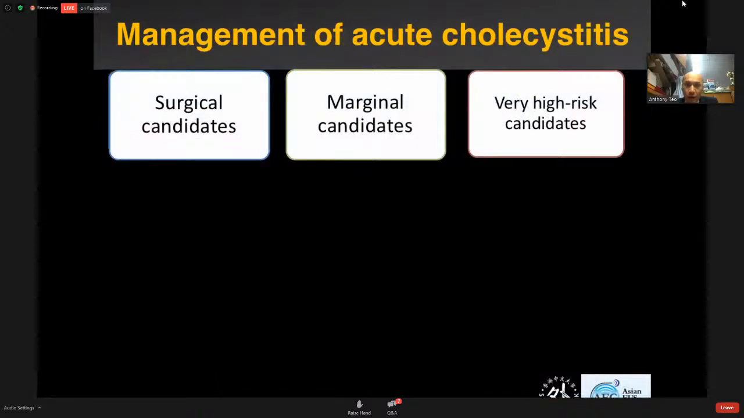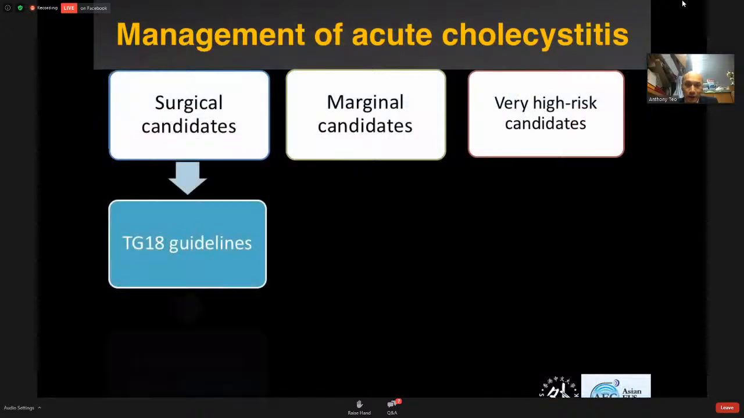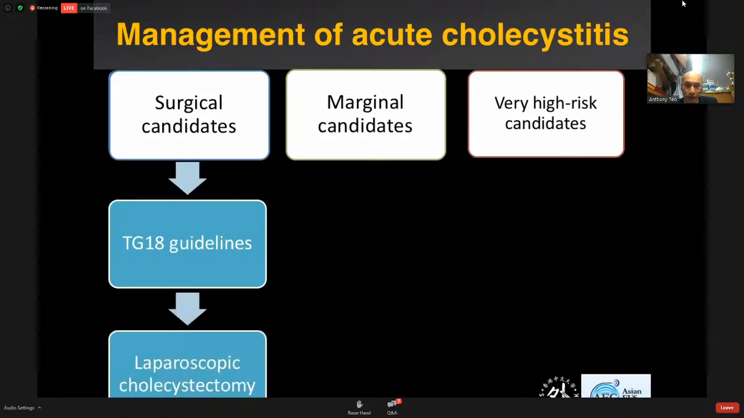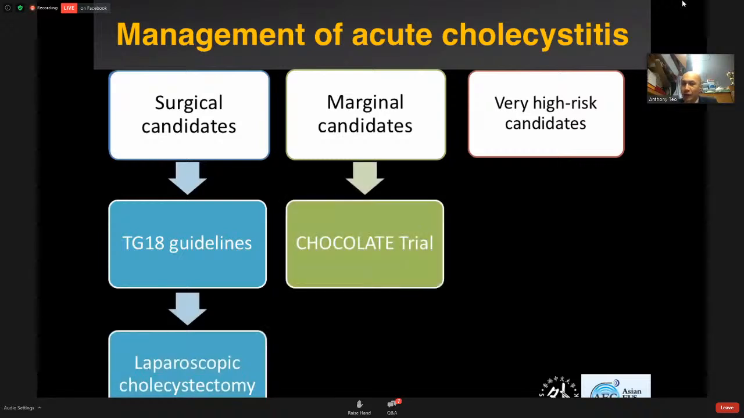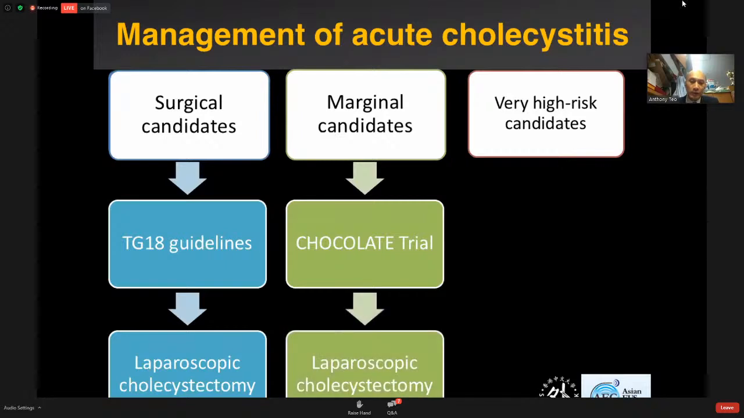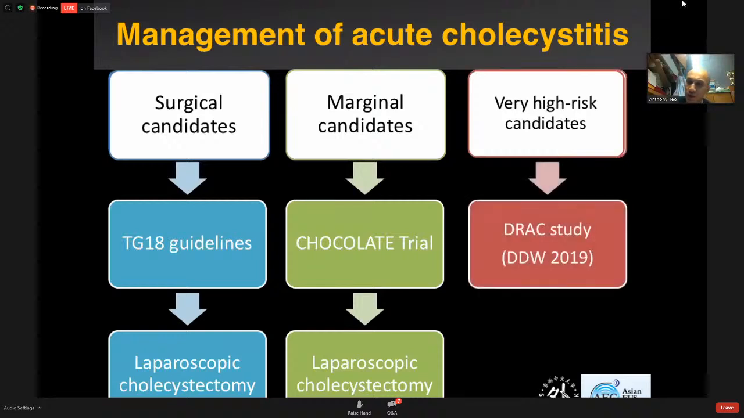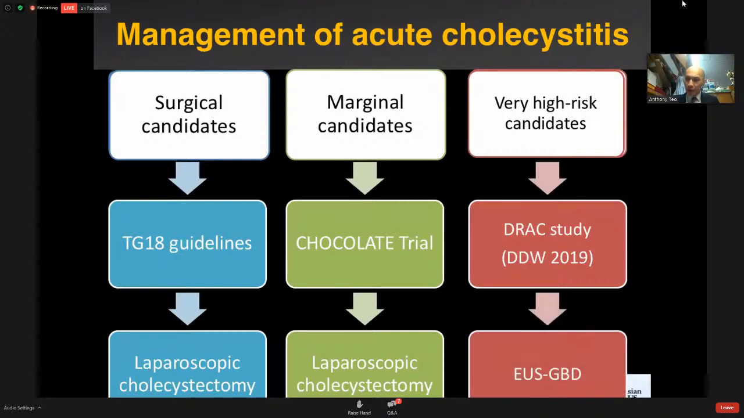So right now in management of acute cholecystitis, for surgical candidates it is, of course, laparoscopic cholecystectomy. For marginal candidates, according to the CHOCOLATE trial, it is again laparoscopic cholecystectomy, but in patients who have multiple comorbidities, where you don't plan to perform cholecystectomy, I think with the DRAG study we can conclude that EUS-GBD is the treatment of choice.